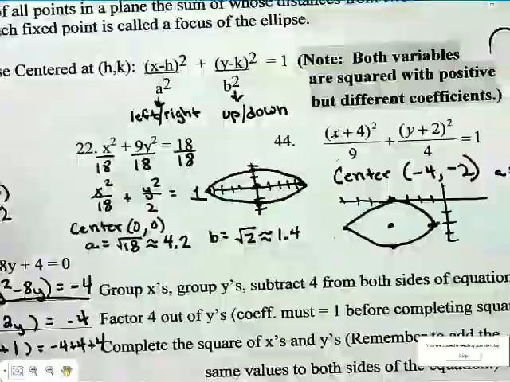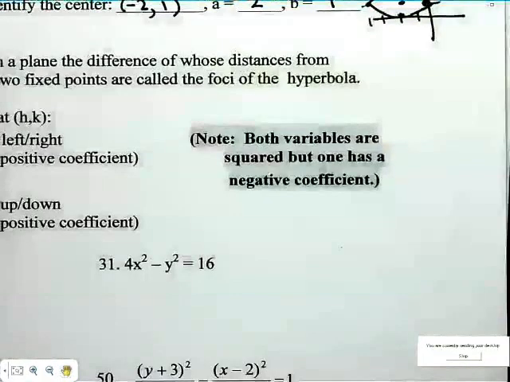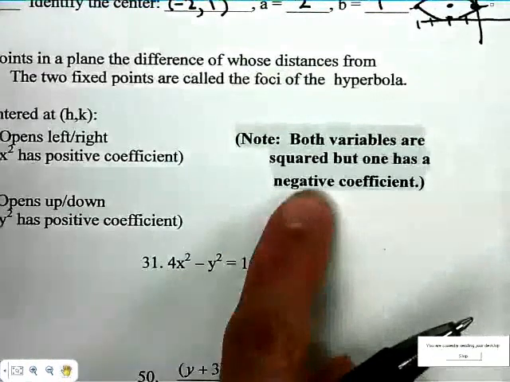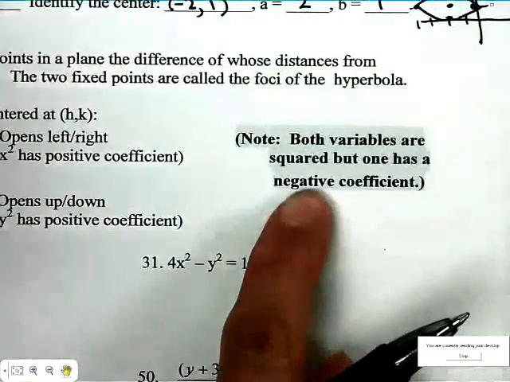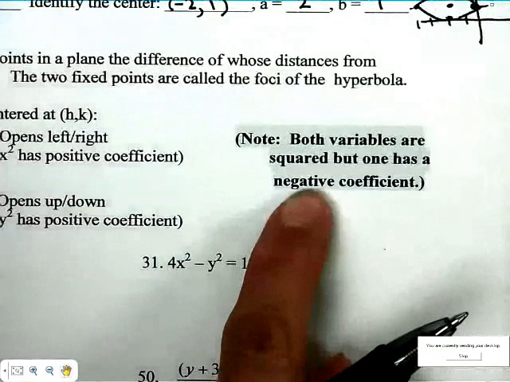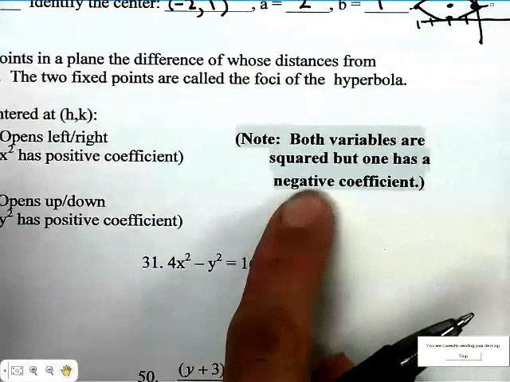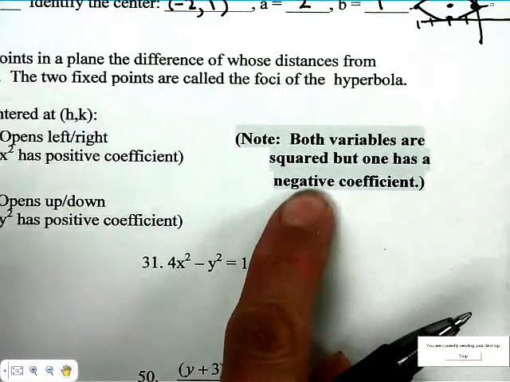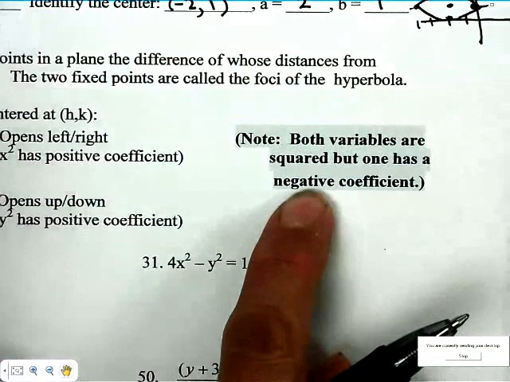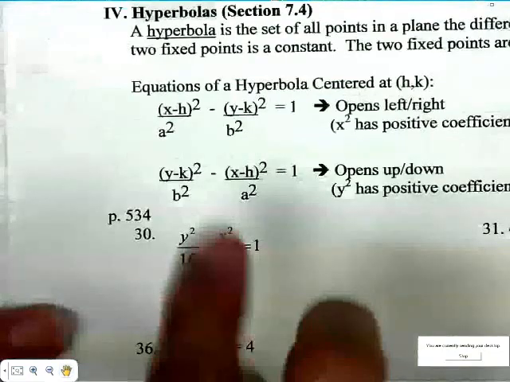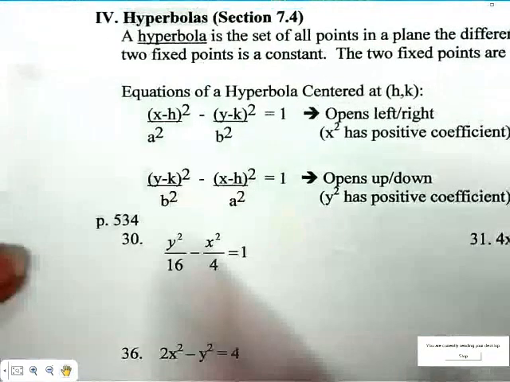You have to know how to recognize a hyperbola, and you recognize them because, like circles and ellipses, both variables are squared. But if one of the variables has a negative coefficient, then it's a hyperbola. Hyperbola is the only conic section where either the x squared or the y squared will have a negative coefficient. The equation looks a lot like an ellipse. If that was a plus in the middle, it would be an ellipse.